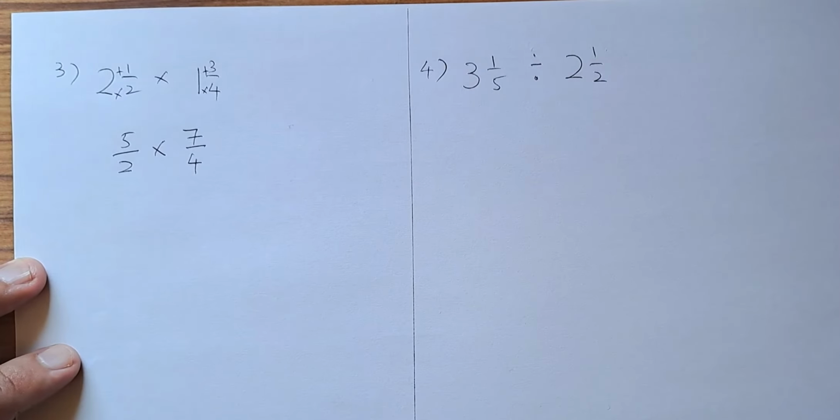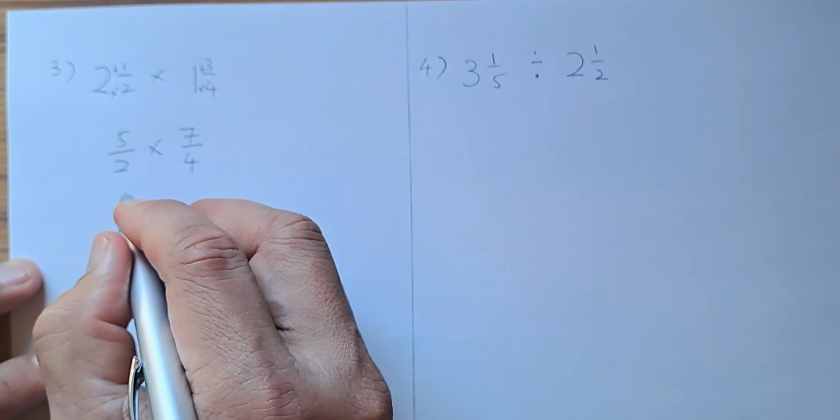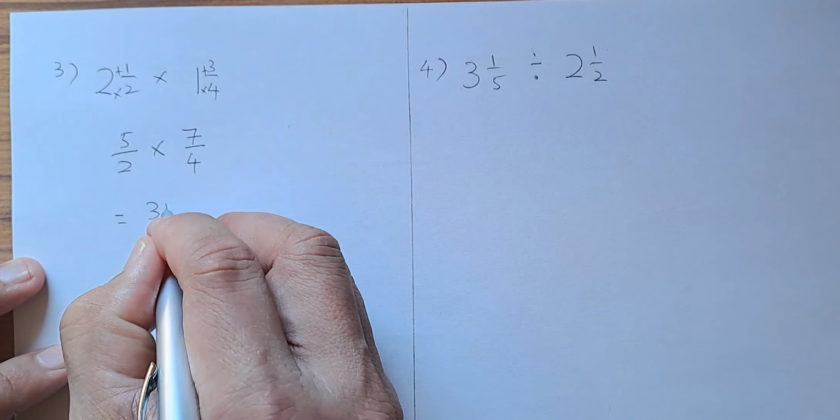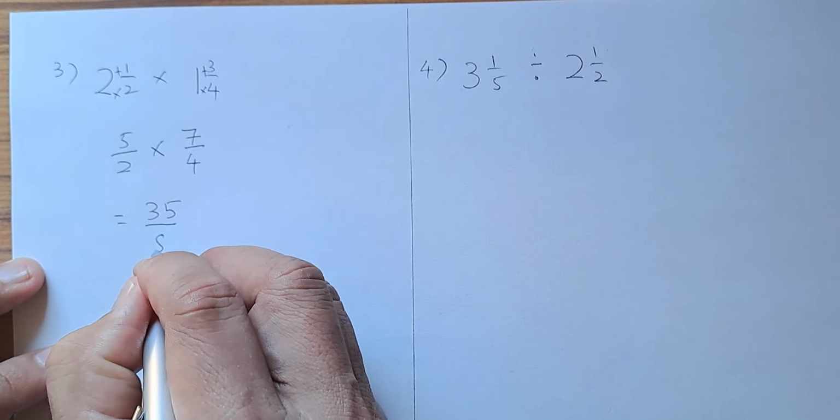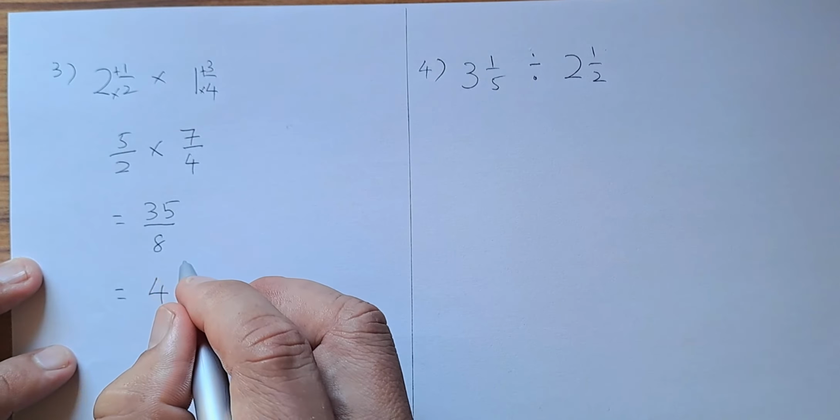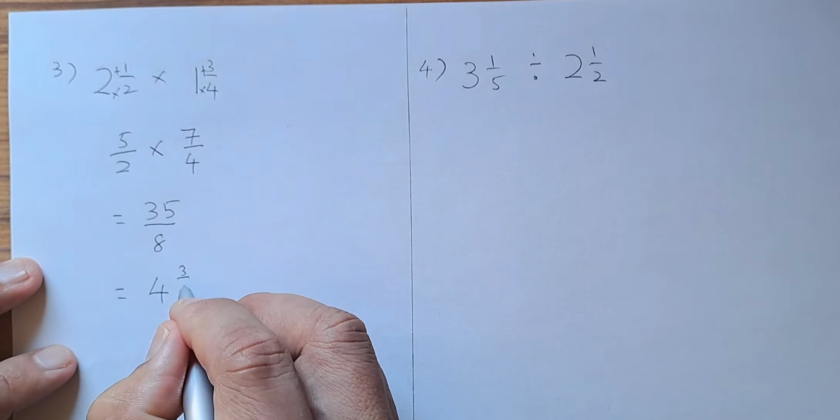Once you have that, it's very simple: you multiply the numerator with the numerator, so 5 times 7 is 35, and the denominator, 2 times 4, is 8. Simplify it, and it's going to be 4 3/8.